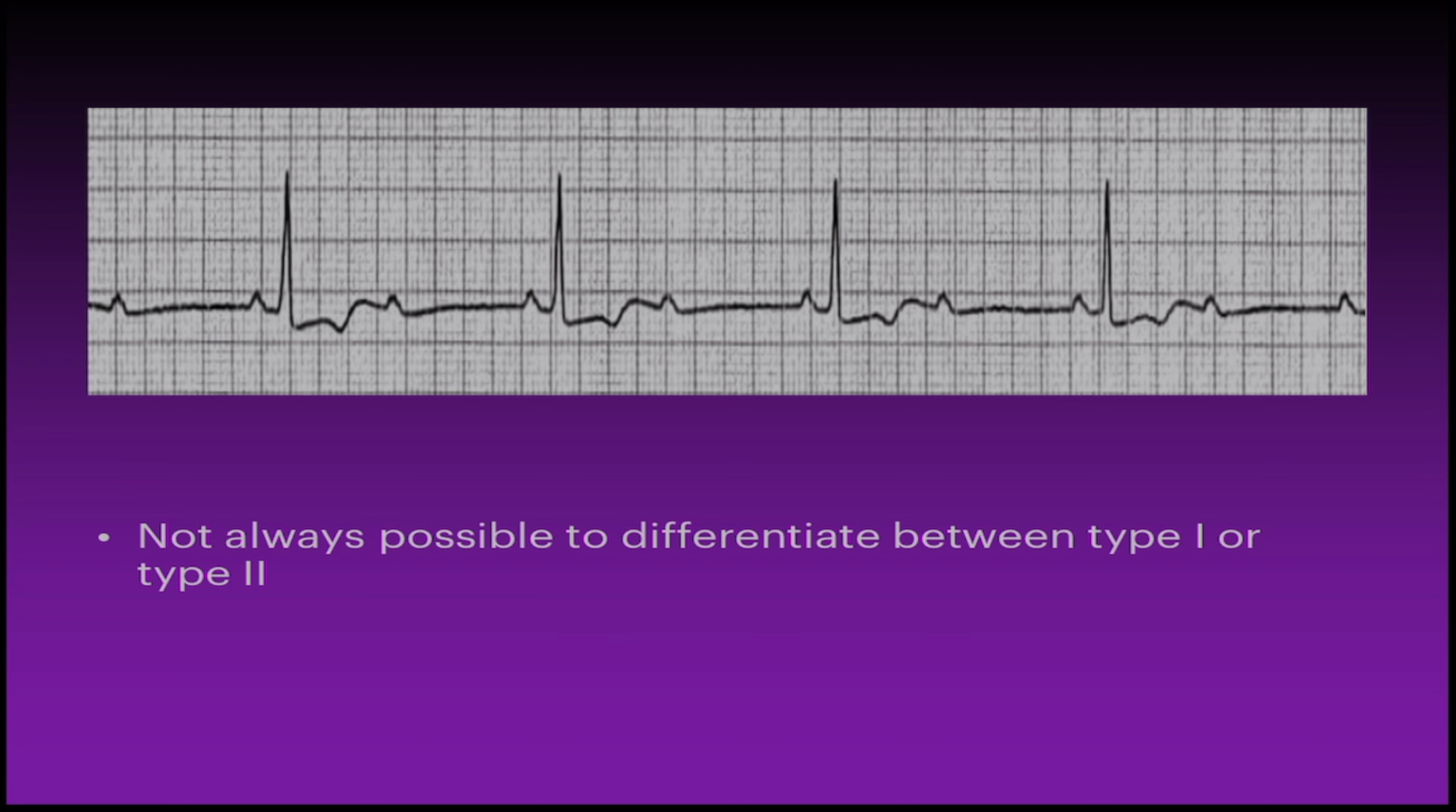In AV blocks, it's not always possible to differentiate between a type 1 or a type 2 AV block, and that's in the setting of a 2-to-1 conduction, which is what we're looking at here, where I have a P to QRS ratio of 2 to 1. So I don't have enough evidence from looking at this EKG to say that I see the progressive lengthening of a PR interval, and I don't have enough to say that the PR interval is constant and then a dropped beat. So this is what we would refer to as an untypable AV block.